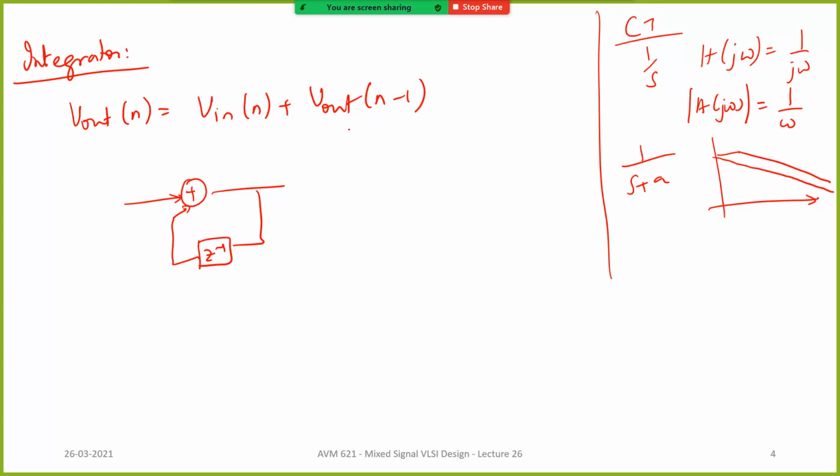So, if you write this in the z domain, what will you get? V out of z is equal to V in of z plus z inverse times V out of z. Right? So, it's always good for us to have a good picture in mind. More than mathematics, as engineers, especially circuit engineers, you should have a very good intuitive understanding of all these different concepts, which is very important for your career, for your projects, and also for your interviews. Right?